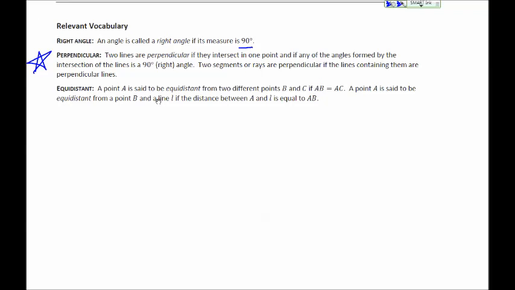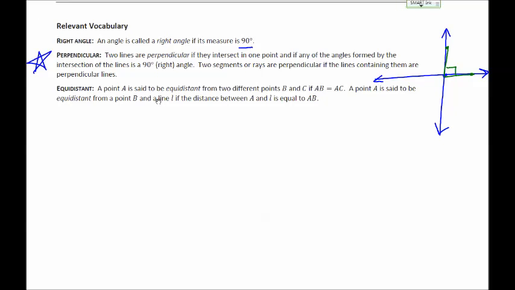Two lines are perpendicular if they intersect in one point and if any of the angles formed by the intersection of the lines is 90 degrees, or a right angle. Two segments or rays are perpendicular if the lines containing them are perpendicular lines. Here is a picture to illustrate that. So here is one line, here is another line. They intersect at one point. And if any angle formed by the intersection of the lines forms a 90-degree angle, then they're perpendicular lines.